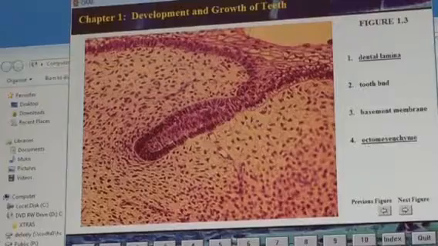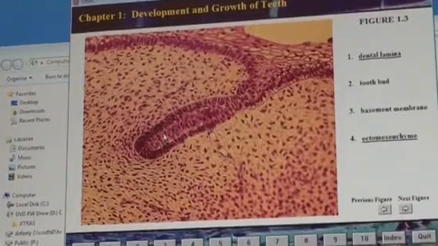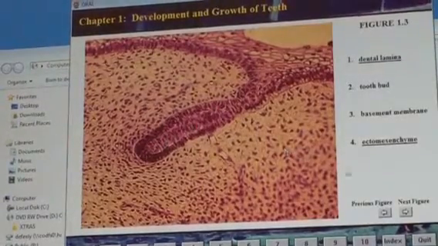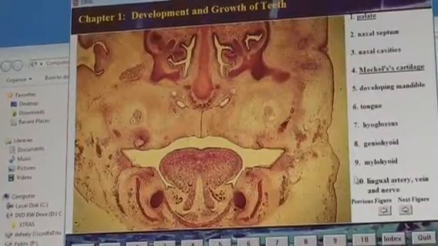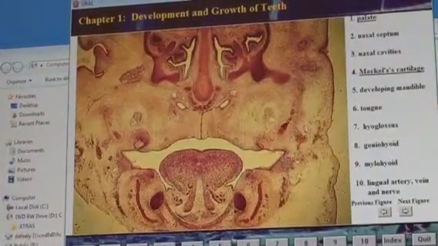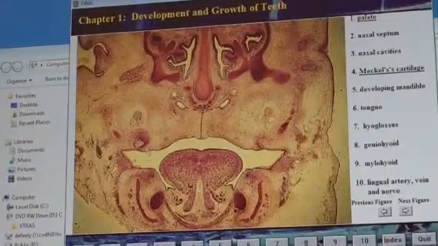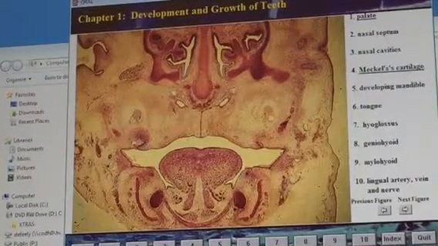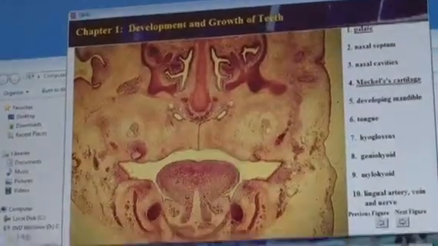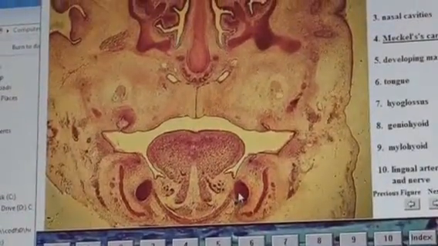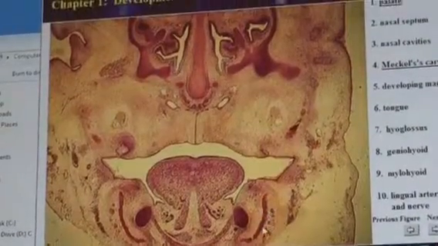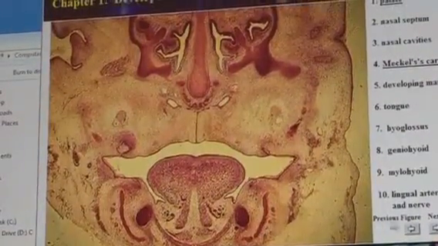ectomesenchyme. Okay, so that's all from that dental lamina. So that's an epithelial product, an epithelial tissue. Then as we go on a little bit further along, we see some bud stages, and there's one that's getting a little bit different right there. We've got the palatal shelves nearly fused. There's Meckel's cartilage. There's the developing mandible.